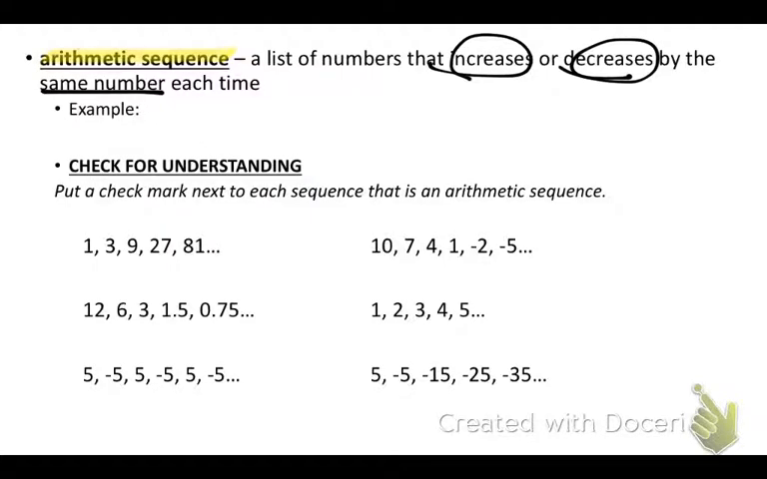Maybe the sequence goes 22, 20, 18, 16. So this is also arithmetic because it goes down by the same number each time. Here's another section of check for understanding. Put a check mark next to each sequence that is an arithmetic sequence. Please pause this video now and do this check for understanding.